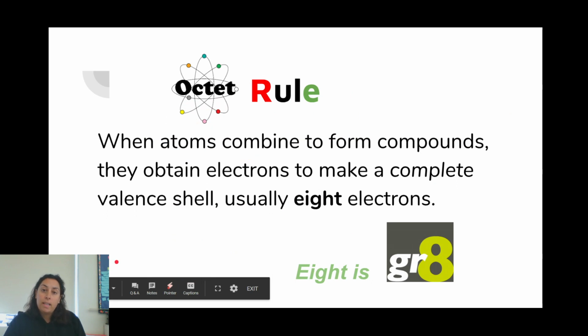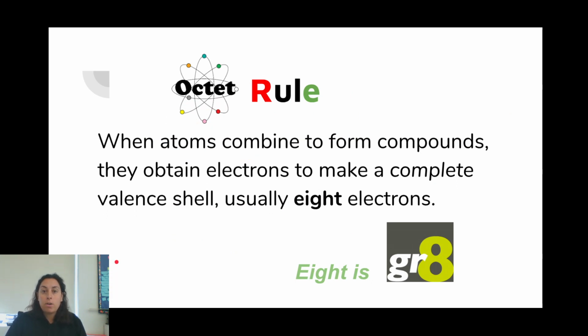The whole reason that the atoms are doing this is because they are trying to achieve the octet rule. They are trying to get 8 electrons in their valence shell because 8 is the magic number. It's the magic number that keeps them stable. Of course, we have 2 exceptions for that, which is hydrogen and helium.